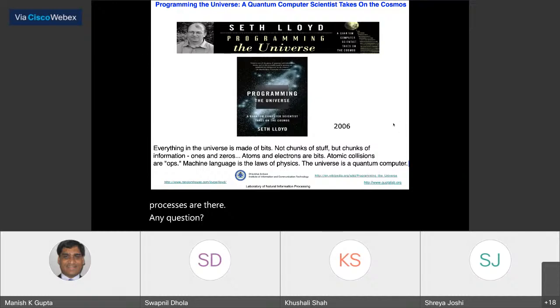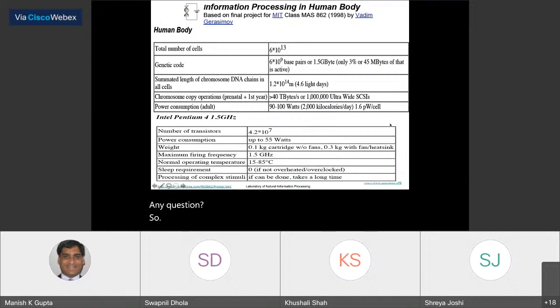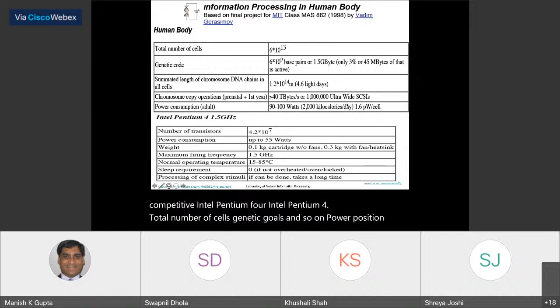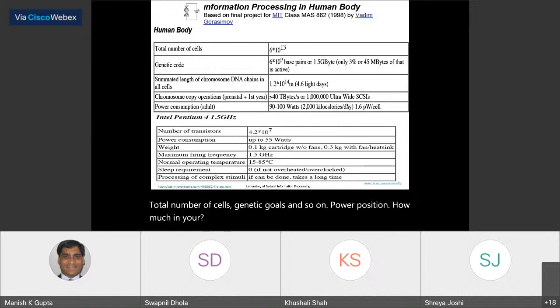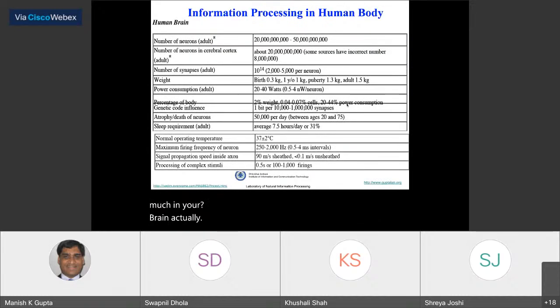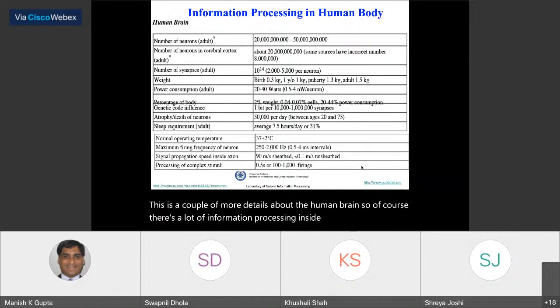So there is information processing in the human body. This is a comparison with the Intel Pentium 4: total number of cells, genetic codes, and so on, and power consumption, how much in your brain actually. And this is a couple more details about the human brain. Of course, there's a lot of information processing inside the human body. And this is at a very general level.